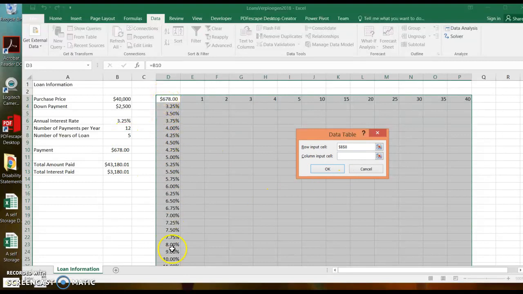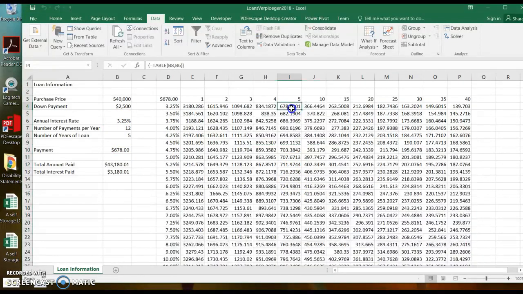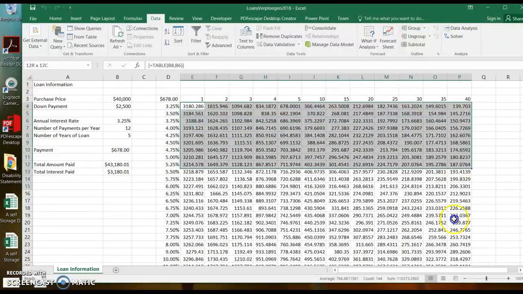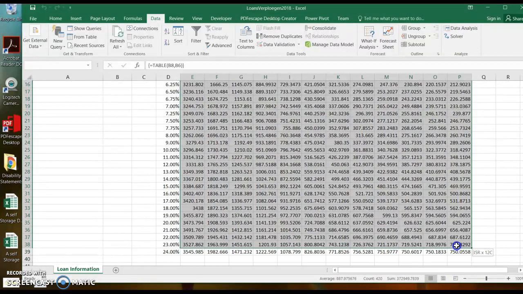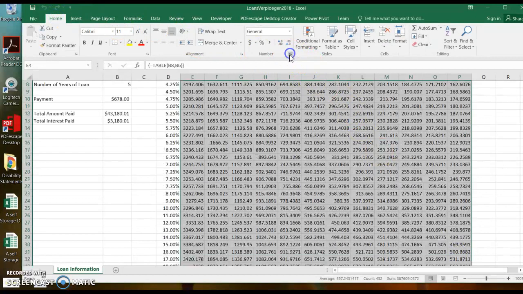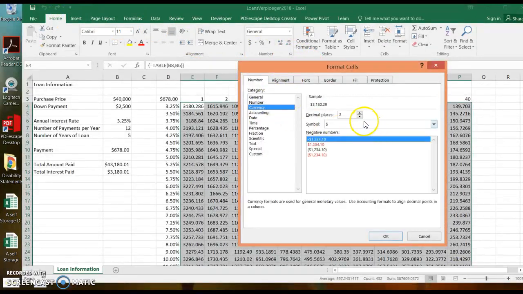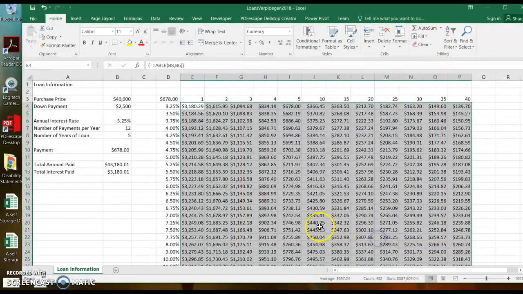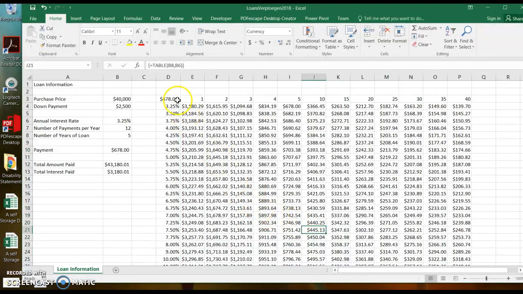My column, what's in the column are these interest rates, so point to this 3.25 and say okay. And so now if you look at 5 years at 3 1/4, that is $678. I'm going to format all of this to be currency, and I do tend to go to this other currency because it's the one I like better. We'll show the cents, 2 decimals. That's strictly a personal preference. You certainly could go to this one and it shows it more to the left. There's not a right or a wrong there.